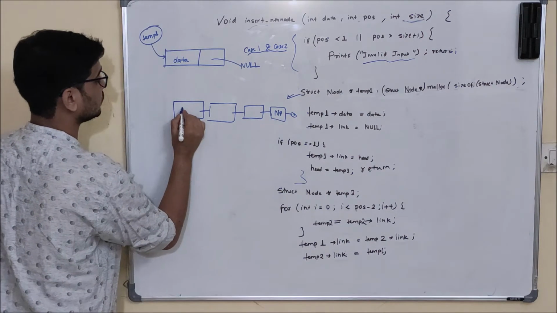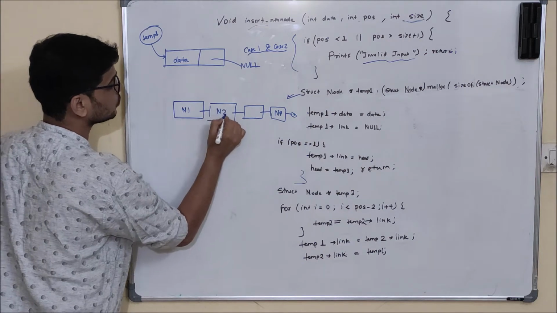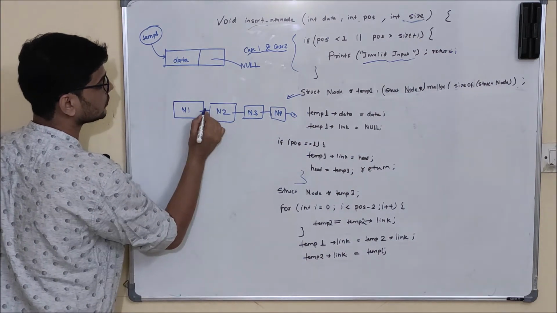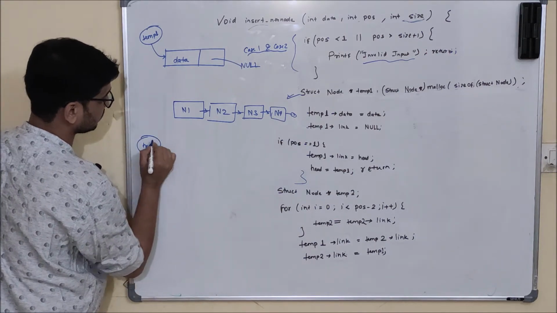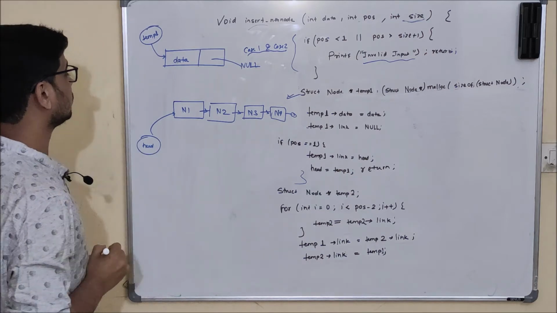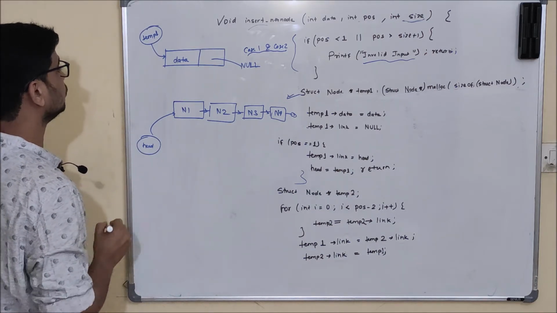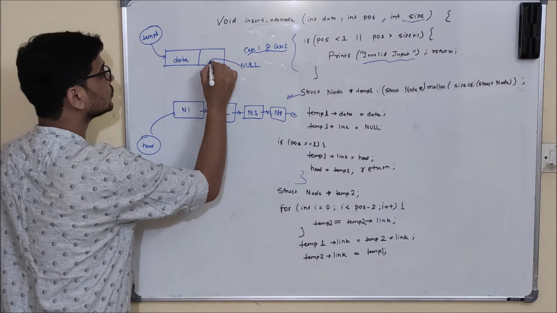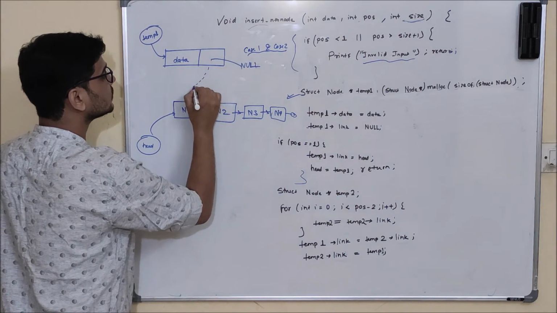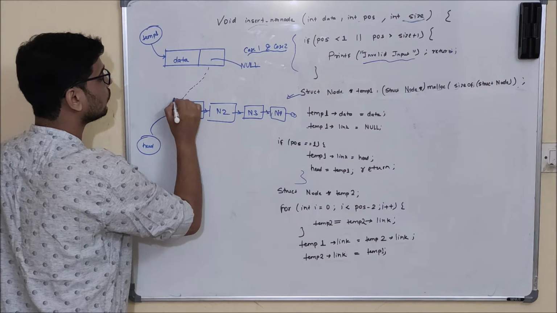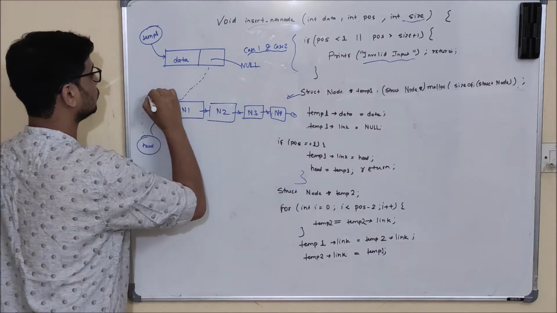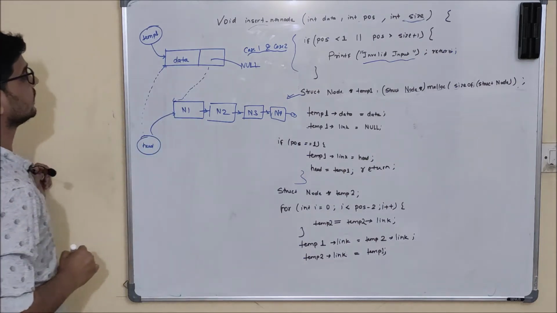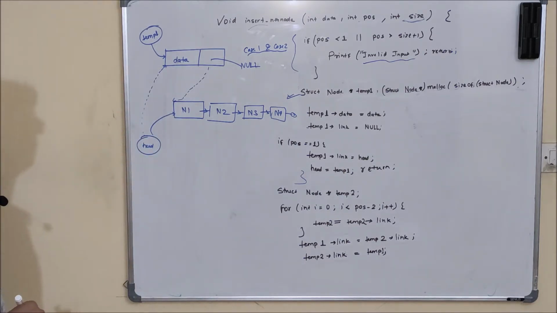This is pointing to null. This is our n1, this is n2, this is n3, and this is n4, and I have a head pointer which will be pointing to the address of n1. So what we need to do is somehow make this temp1.link part point to the starting address of n1, and head point to this new node which we have created. Okay, so how can we do that?